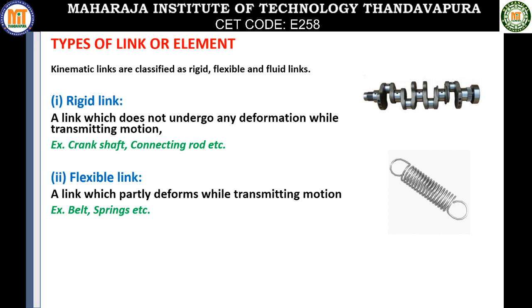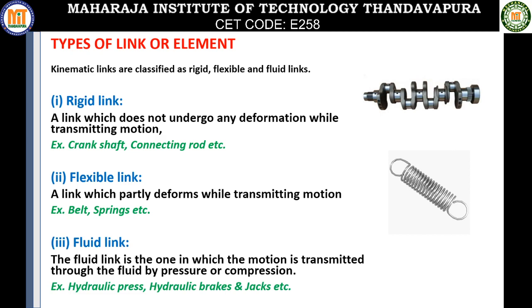In most of the cases, the flexible link undergoes elastic deformation. The third one is the fluid link. A fluid link is a type of link in which the motion is transmitted through the fluid by the application of pressure. Hydraulic press, hydraulic brakes or jacks are the examples for the fluid link.